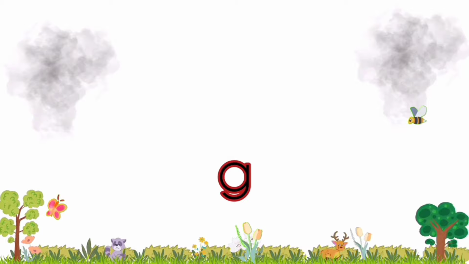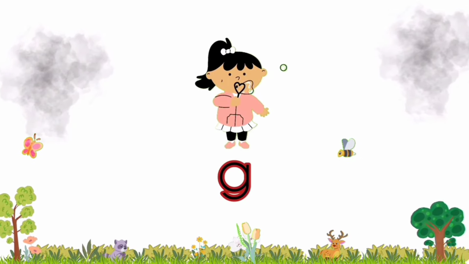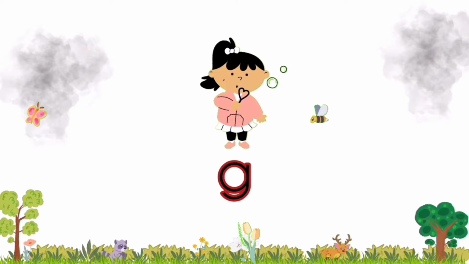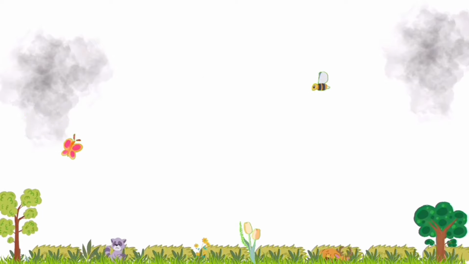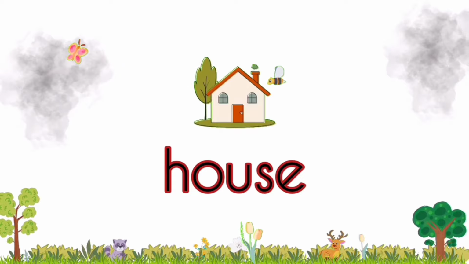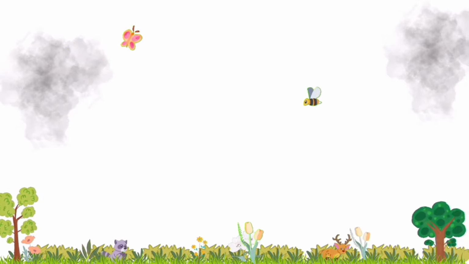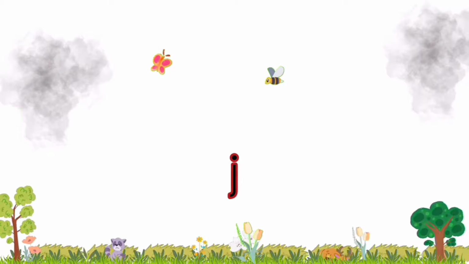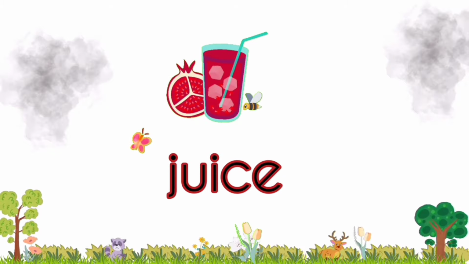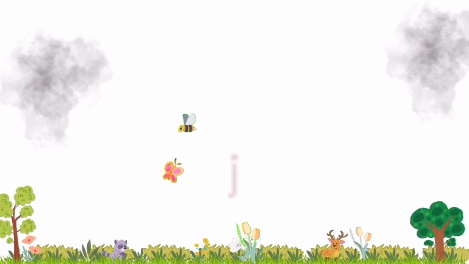What is this? It's a G. And whenever you see G, remember a girl and say G, G, G. What's this? It's H. So, whenever you see H, remember house and say H, H. What is this? It's J. So, whenever you see a J, remember juice and say J, J, J.